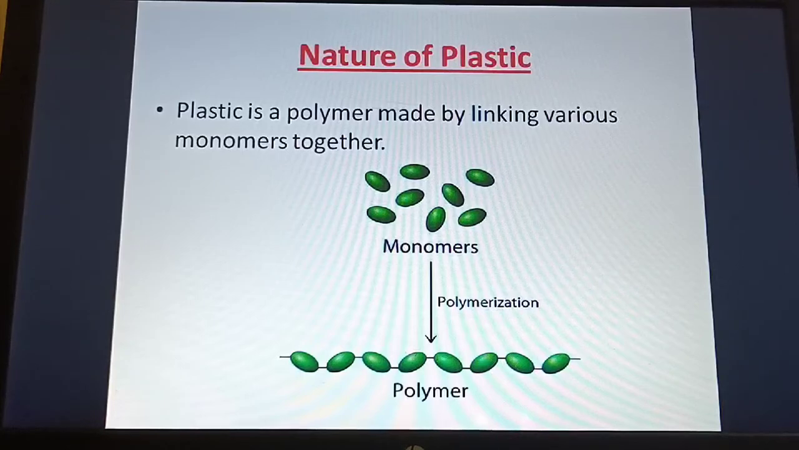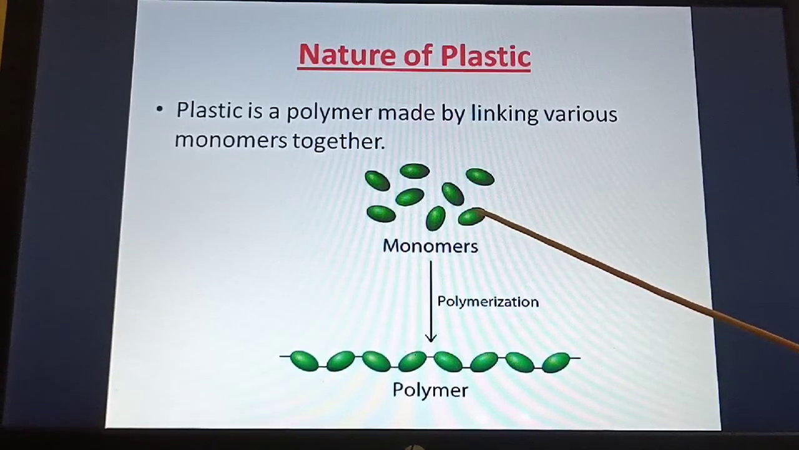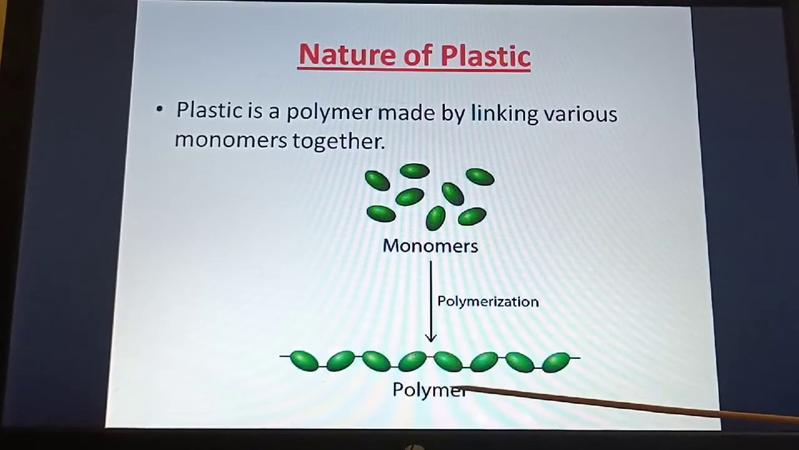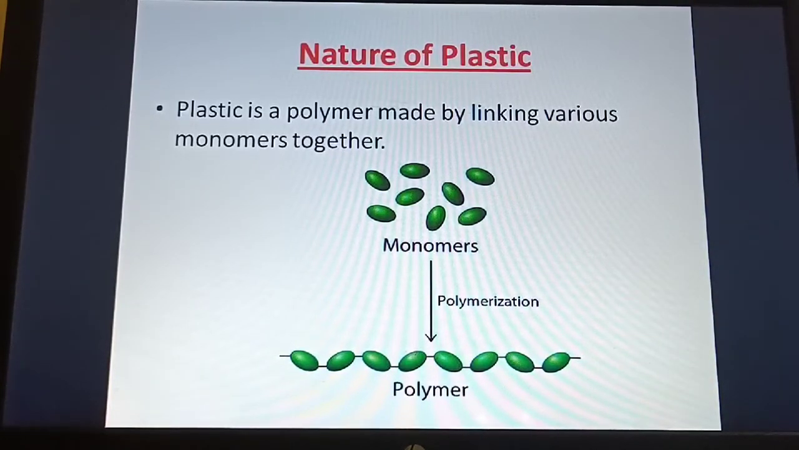So if you see plastic, it is a polymer. Plastic is a polymer made by linking various monomers together. You can see here, each monomer unit is present here, so each monomer has joined and formed a polymer. So plastic is a polymer, remember.